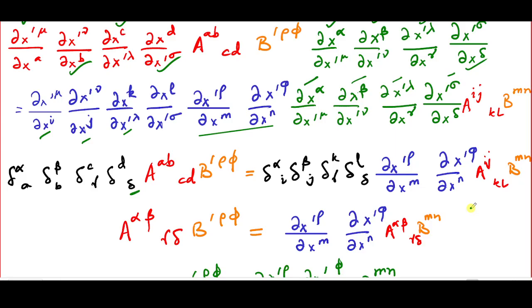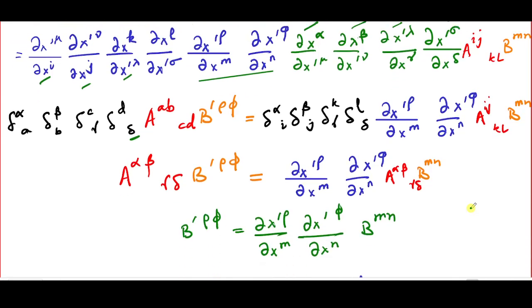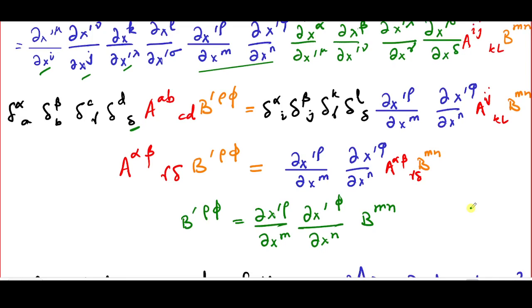So it stands to reason that the coefficients of A^{αβγδ} must match on both sides, and this gives us the transformation rule for B. B'^{ρφ} has to be ∂x'^ρ/∂x^m ∂x'^φ/∂x^n B^{mn}, which is exactly the way a 2-0 tensor would transform. Now, as you must have guessed by now, this does not have to be restricted to a 2-0 tensor multiplying a 2-2 tensor or something. As long as the indices match on both sides, the quotient rule can be relied upon.